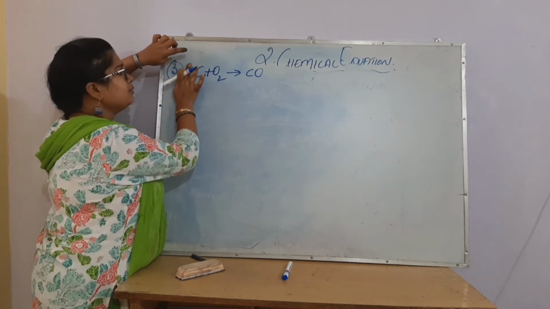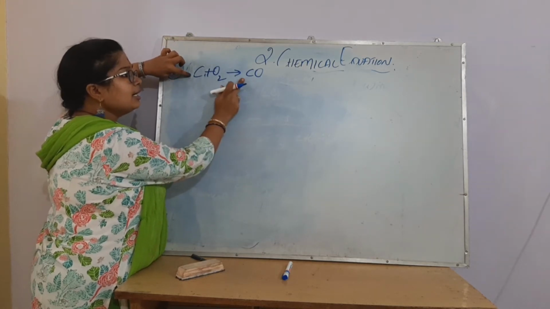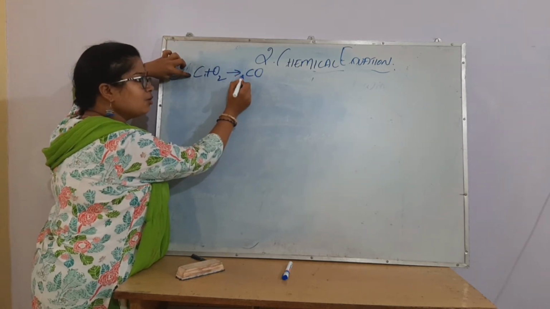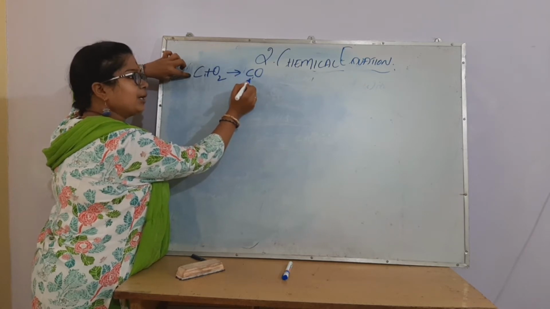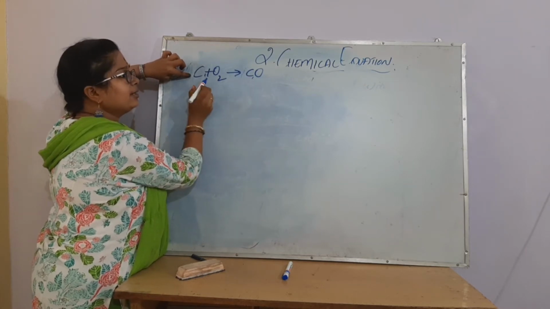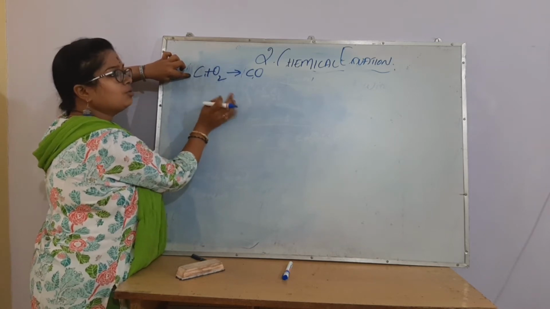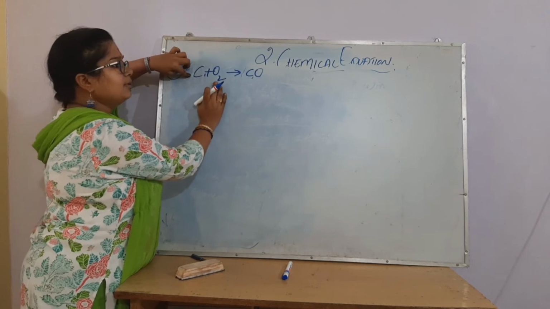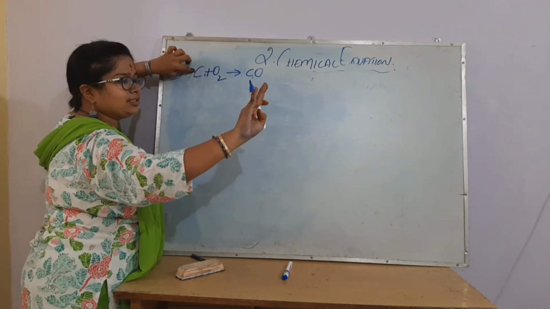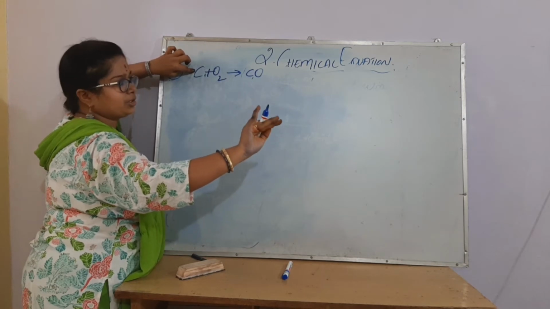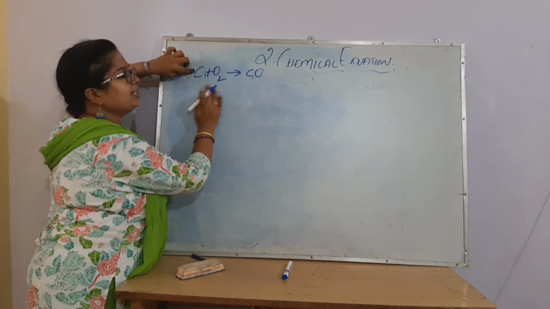1 into 1 is 1. Here also no coefficient, no subscript, so it's 1. 1 into 1, 1. Here oxygen is 2. No hydrogen, only oxygen is there. Check metals, non-metals, oxygen, hydrogen. Now 2 here, only 1 here. 1 into 1, 1. I need to balance here.